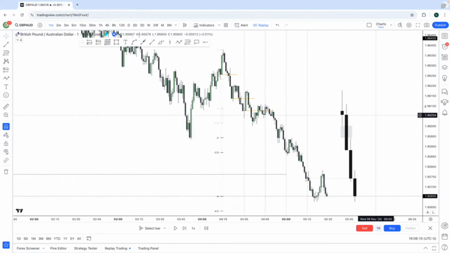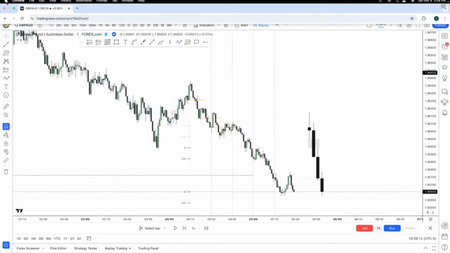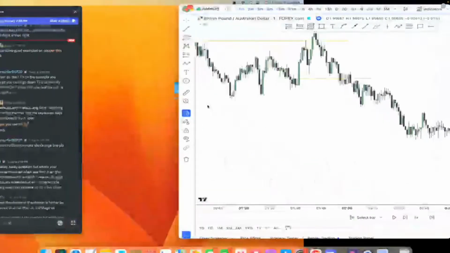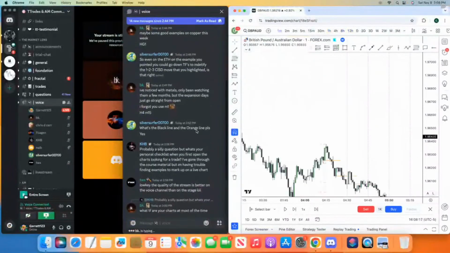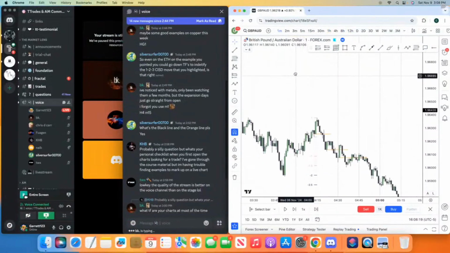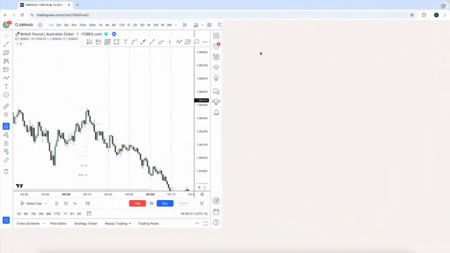All right, and it hits the -4 there. But yeah. And the standard deviation comes off the order block. Is that right? Yeah, it's like the last manipulation, pretty much.